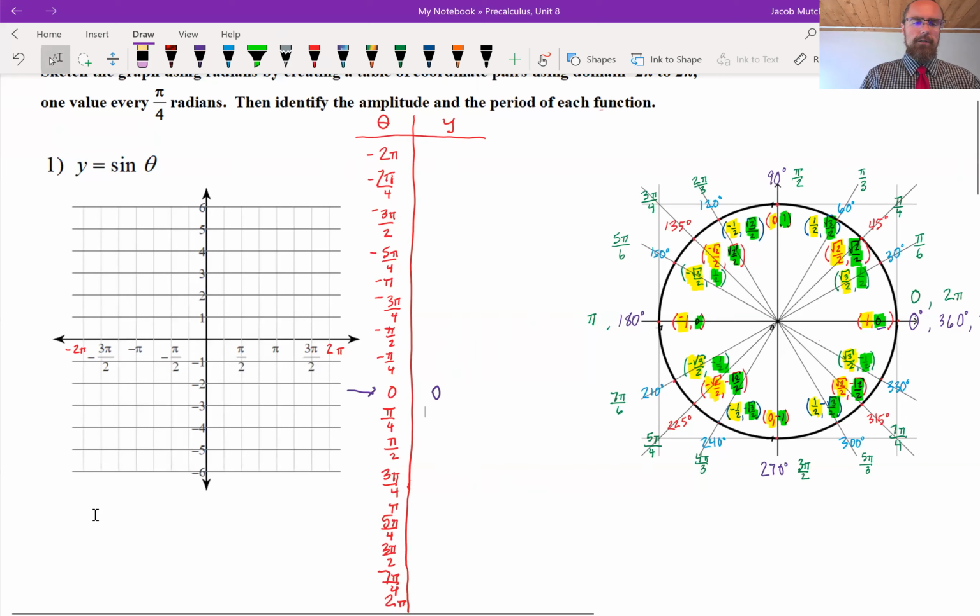So I do need to calculate that. So square root of 2 divided by 2. Let me make sure to include parentheses. Square root of 2 divided by 2 should have the value of... I put the parentheses in the wrong spot.